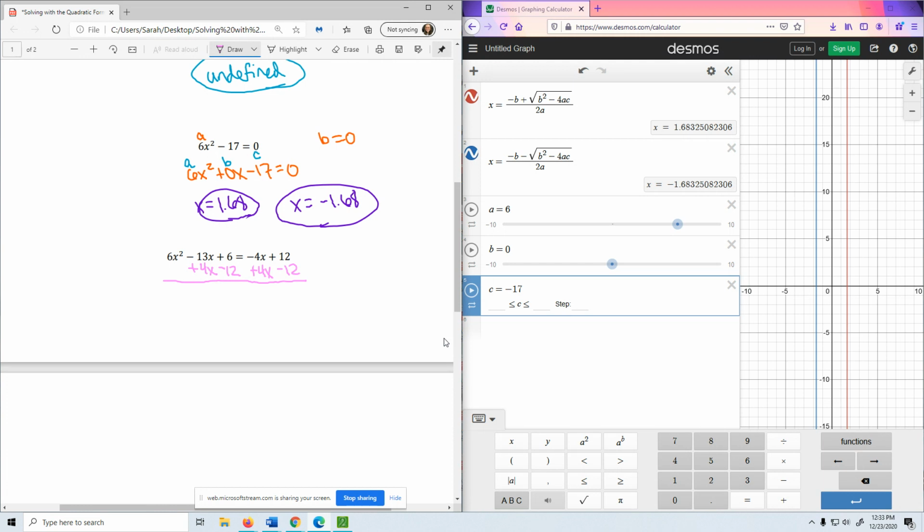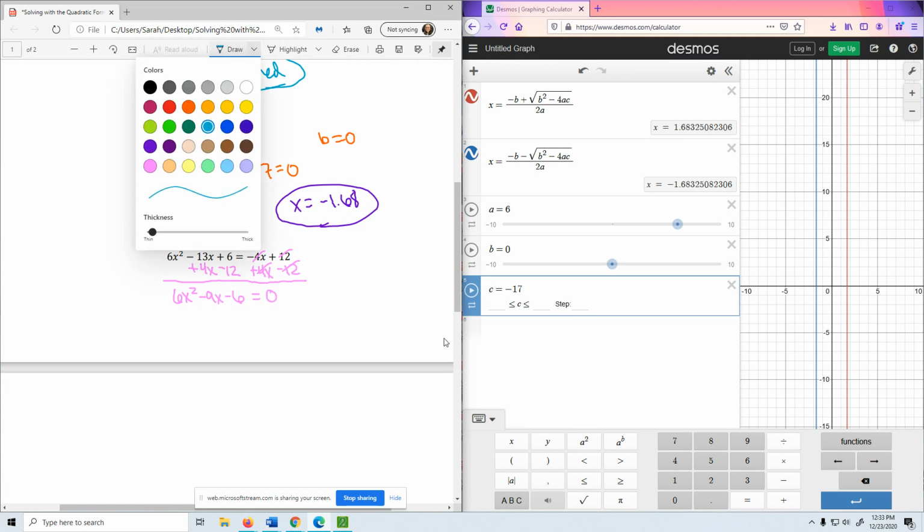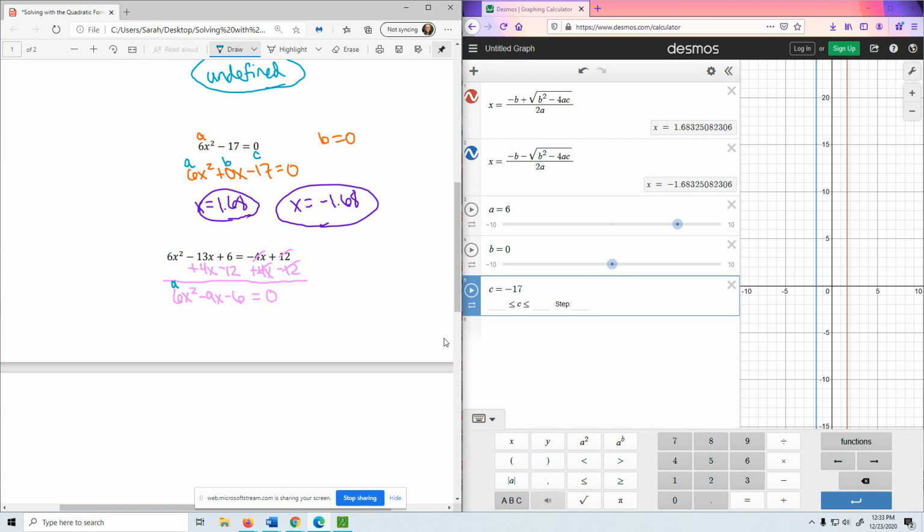So let's simplify that all out. 6x squared is the only x squared term, so it stays the same. Negative 13x plus 4x is negative 9x. 6 minus 12 is negative 6. And then everything over here cancels, which was what we were after. So then I get equals 0. That means this time A is 6, B is negative 9, C is negative 6.